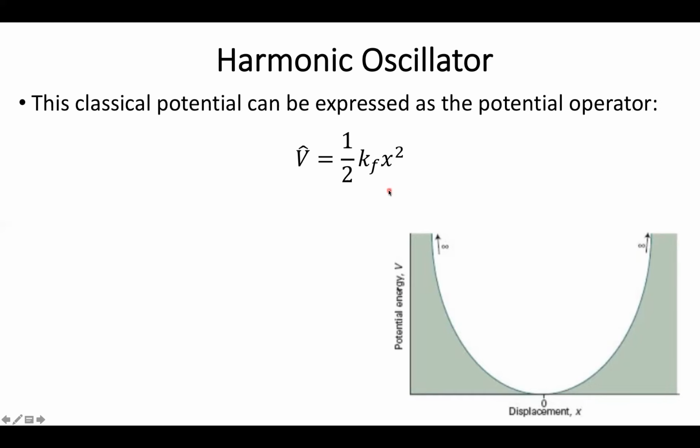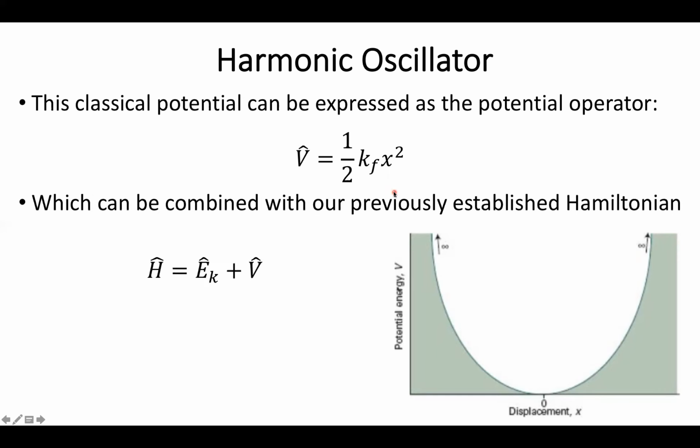Except I don't need a potential operator, I need a full Hamiltonian. So what we can do is use this information to establish a full Hamiltonian. Because it turns out we already know the kinetic energy operator, this is going to be the same as it ever was. And we can combine this with our new potential operator to get a combined function. Where again, our kinetic energy is going to be dependent on the second derivative of the position. And the potential is going to be related to the square of the position itself.